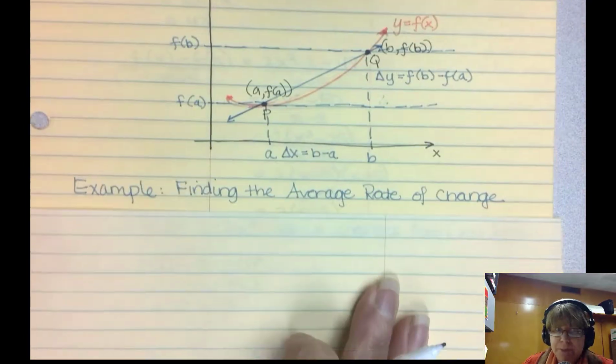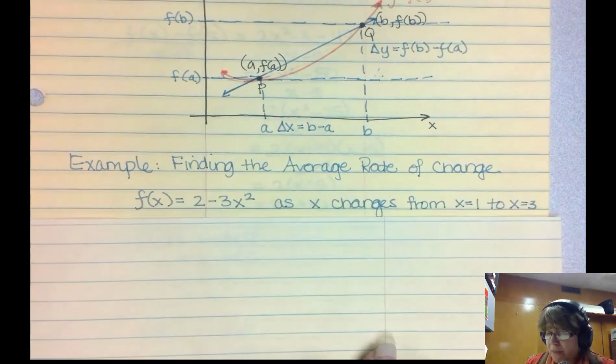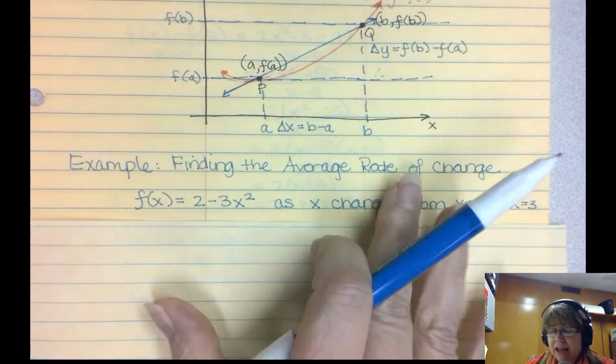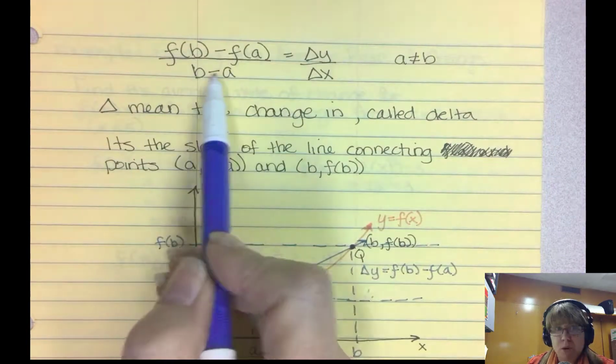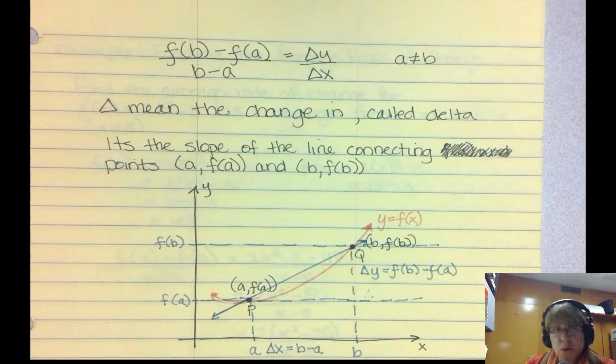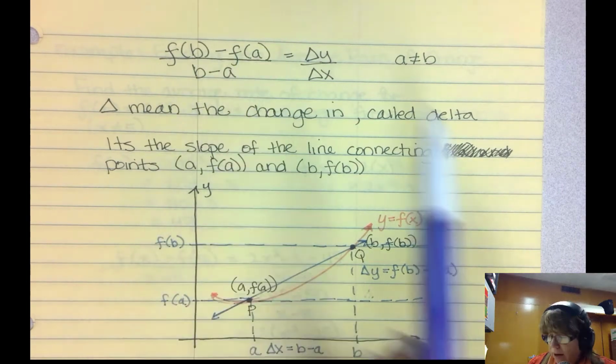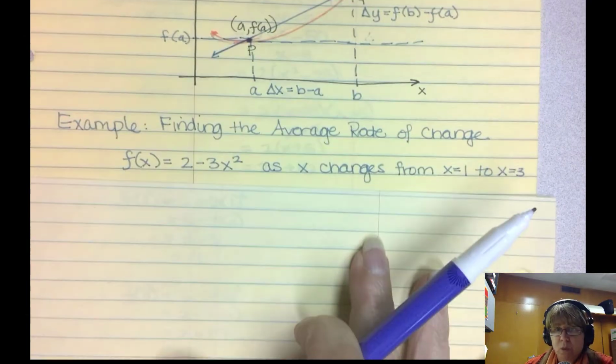Let's take an example. Here's our function: f of x equals 2 minus 3x squared, as x changes from x equals 1 to x equals 3. All right, first and foremost, we know that x is changing from 1 to 3. So we actually have the bottom portion of our equation. We have to figure out f of 3 and f of 1 because we went from 1 to 3.